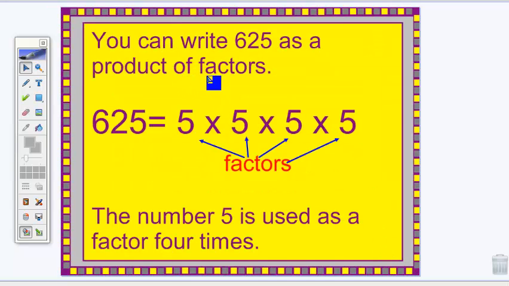Here's an example. You can write 625 as a product of factors. Remember, factors are the numbers that we multiply. 625 is equal to 5 times 5 times 5 times 5. We can write them with factors of 5s. The number 5 is used as a factor 4 times, and this is where exponents come in.